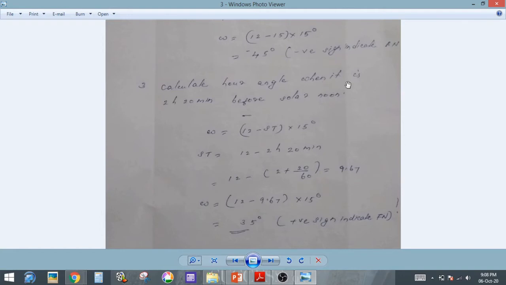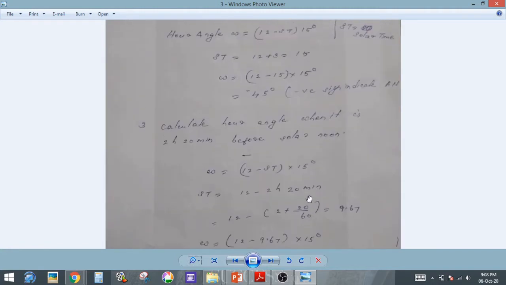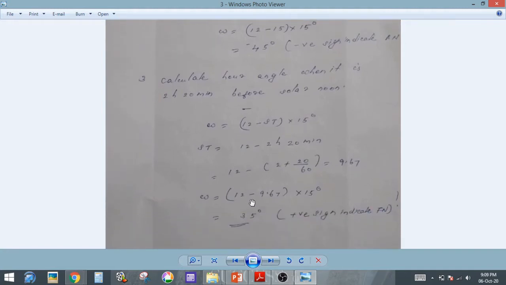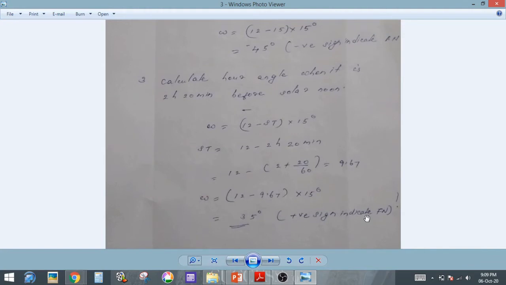Another problem. Calculate the hour angle when it is 2 hours 20 minutes before solar noon. Again the same formula. Here solar time equal to 12 minus 2 hours 20 minutes, 12 minus 2 plus 20 by 60, which is equal to 9.67. Substituting the value of solar time in the equation of omega, we will get 12 minus 9.67 into 15 degree, which is equal to 35 degree. Positive sign indicates forenoon.